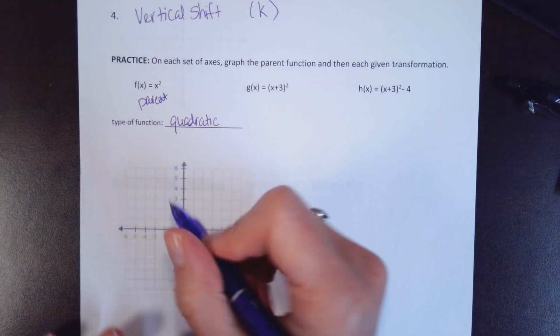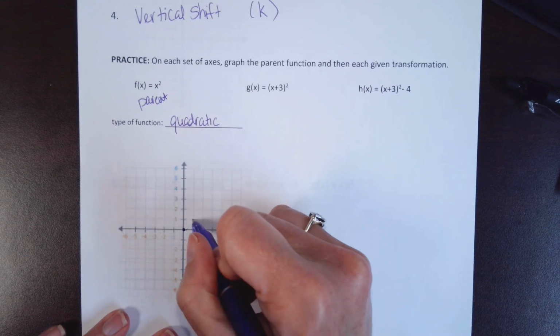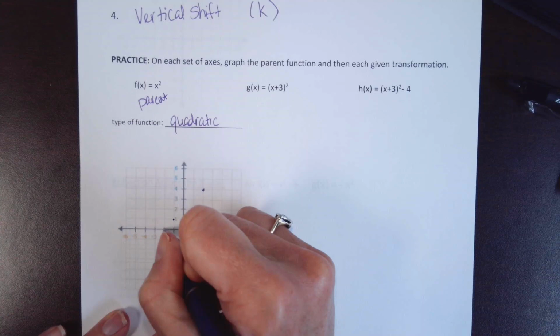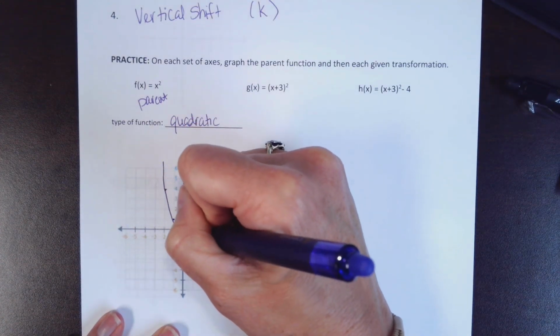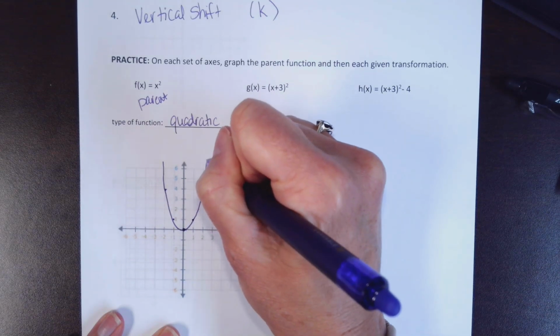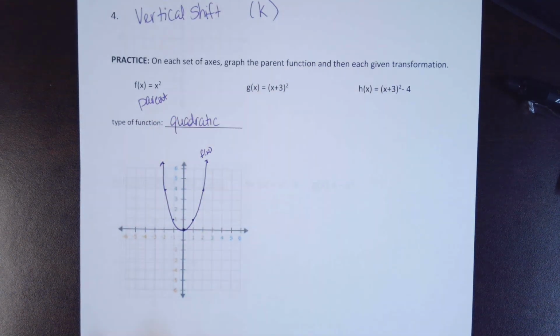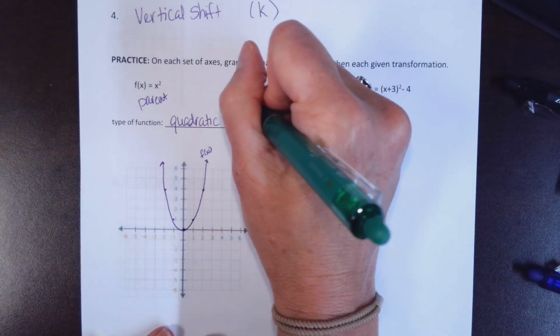Parent function x squared is a parabola that sits at the origin. 1 squared is 1, 2 squared is 4, negative 1 squared is 1, negative 2 squared is 4. My parent parabola opens up just this much. There is my parent f of x. So now let's do g of x.